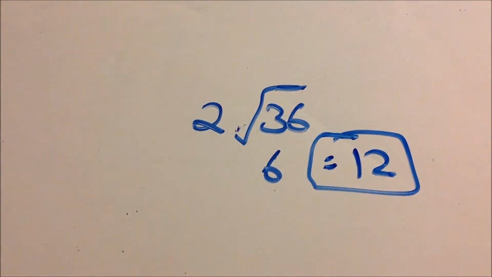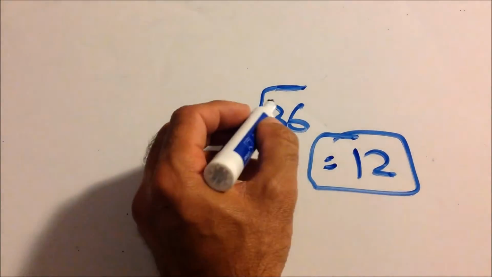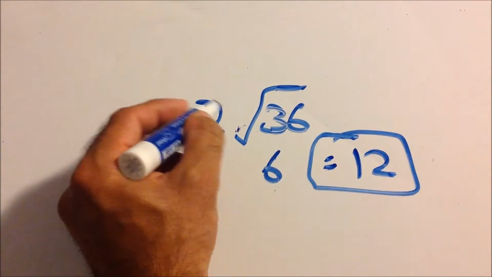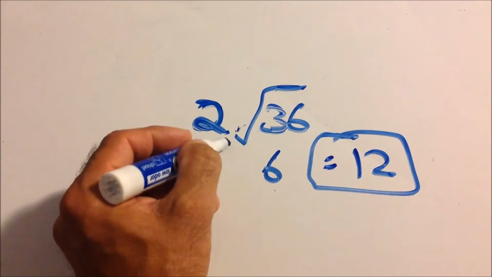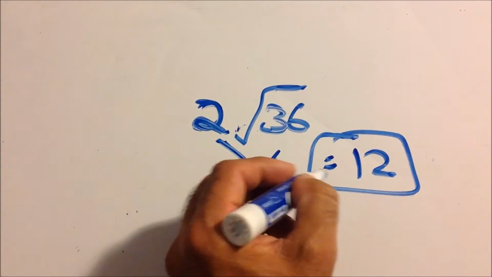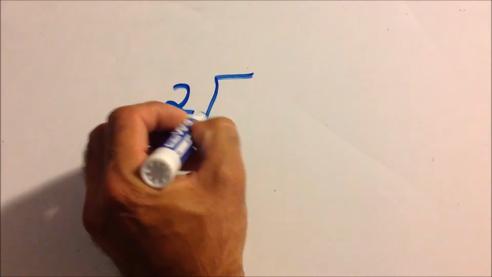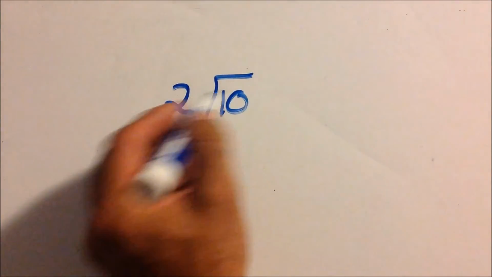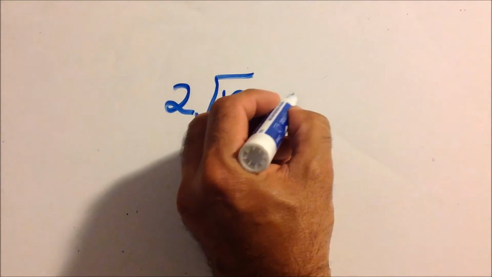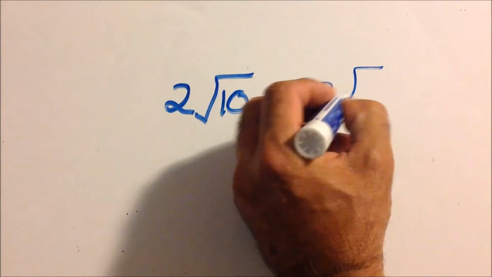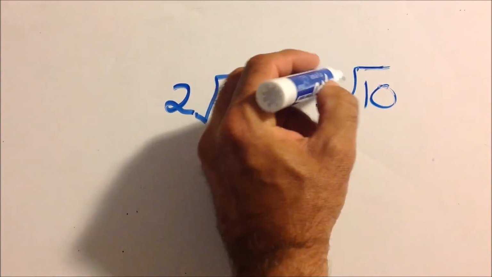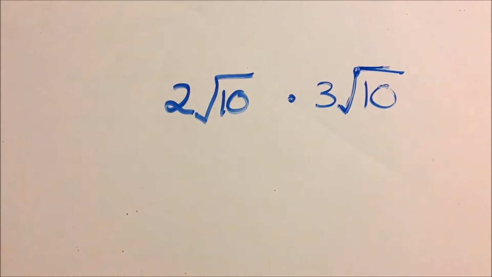We can break the radical down. Again, square root of 36 is 6, and we had a 2 integer outside of it, so 2 times 6 is 12. We can also multiply like this. Let's say I had 2 square root of 10, 2 times the square root of 10, you can write it like that, times, let's say, 3 the square root of 10.